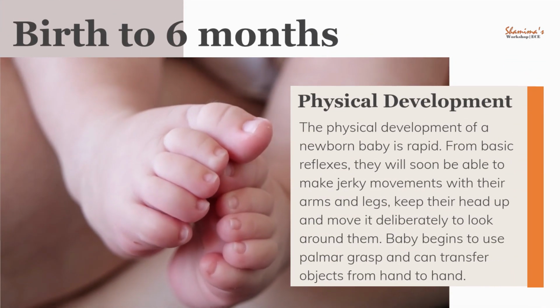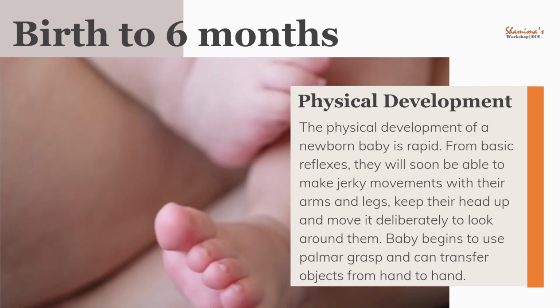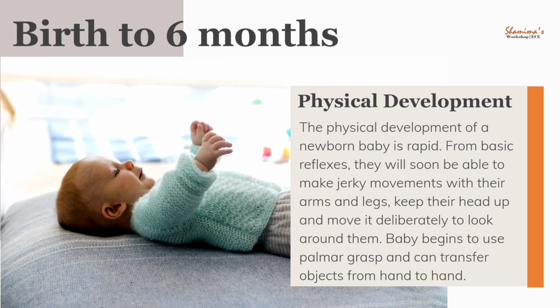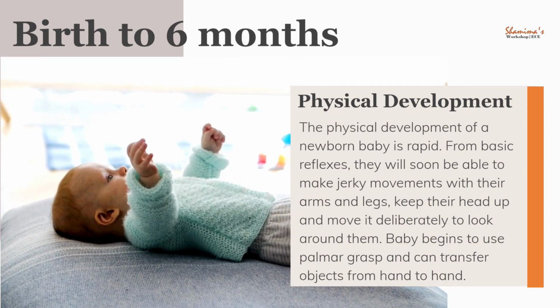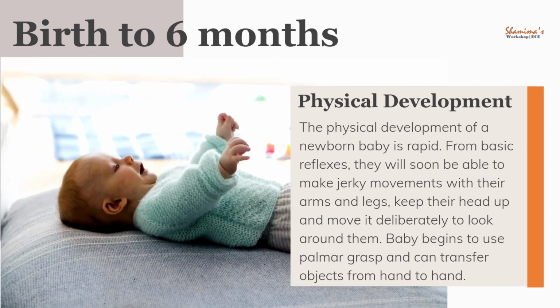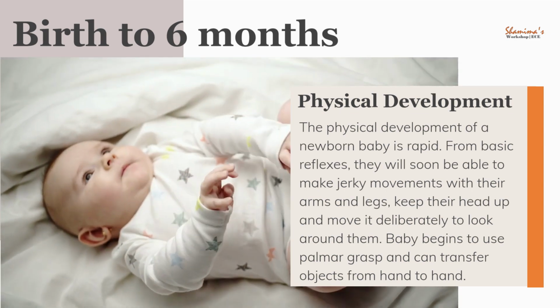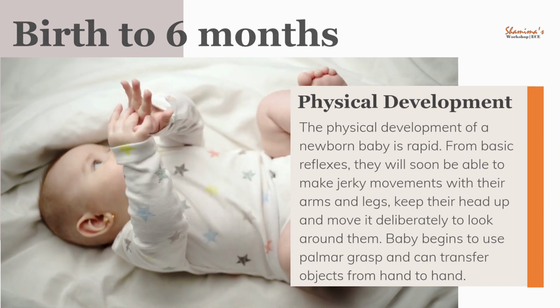Birth to 6 months. Physical development. The physical development of a newborn baby is rapid. From basic reflexes, they will soon be able to make jerky movements with their arms and legs, keep their head up and move it deliberately to look around them. Baby begins to use palmar grasp and can transfer objects from hand to hand.